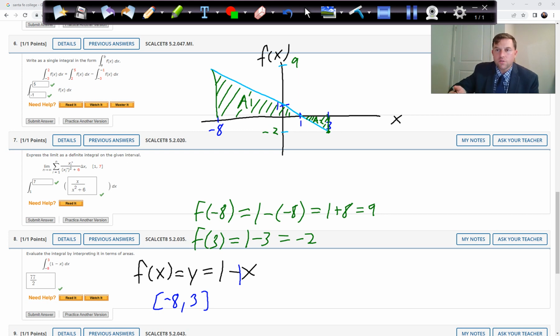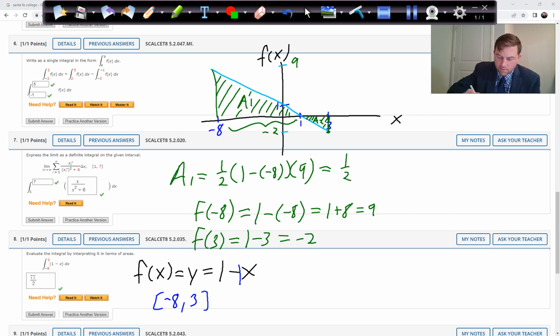And these are just triangles. So A1 is equal to 1/2 times the base, which goes from 1 to -8, so it's 1 minus -8. It's basically the length of this base. You can maybe see 8 units to the origin, then plus another 1, which would be a total of 9, times the height, which is 9. So A1 is 1/2 times 9 times 9, which is 81/2.